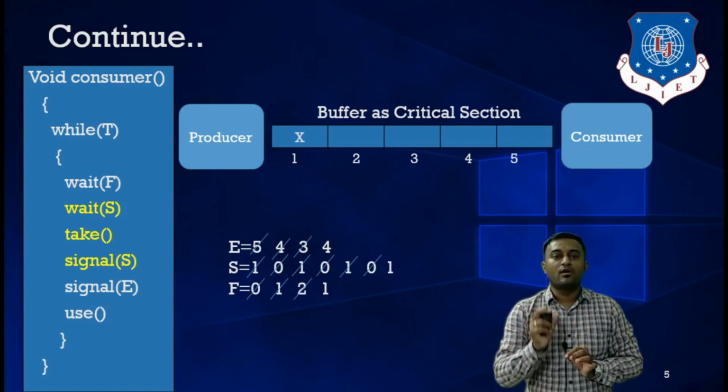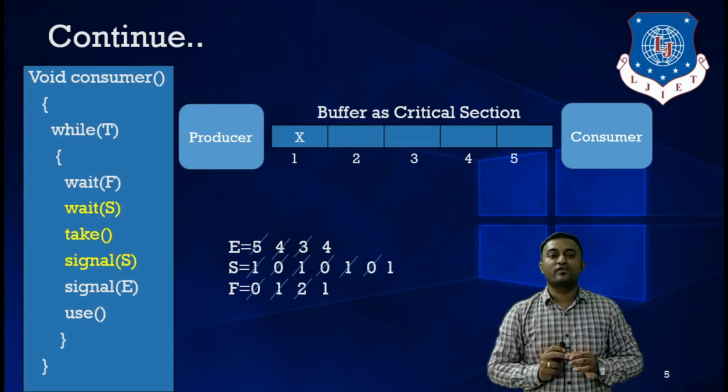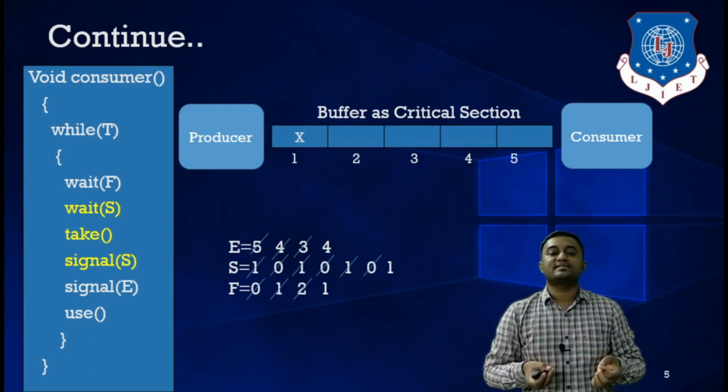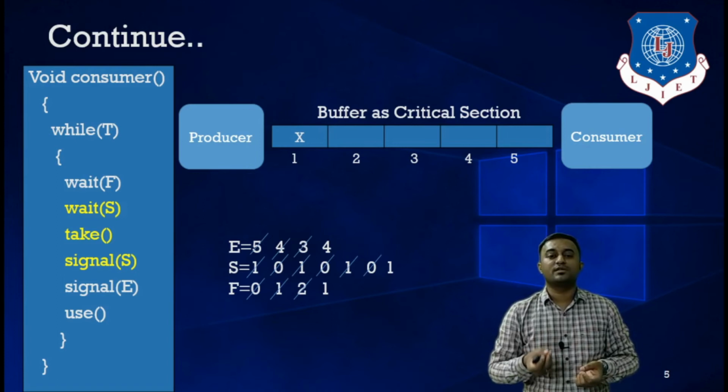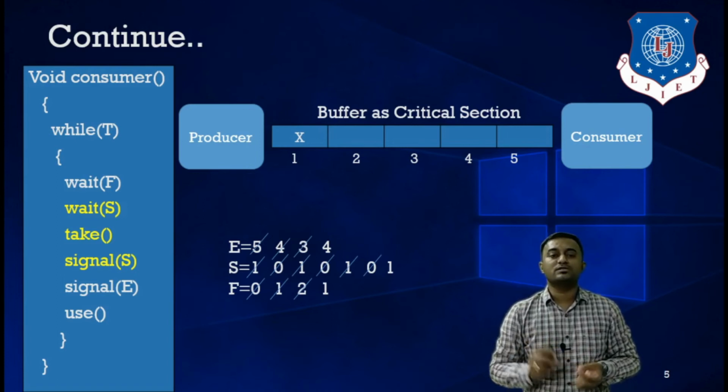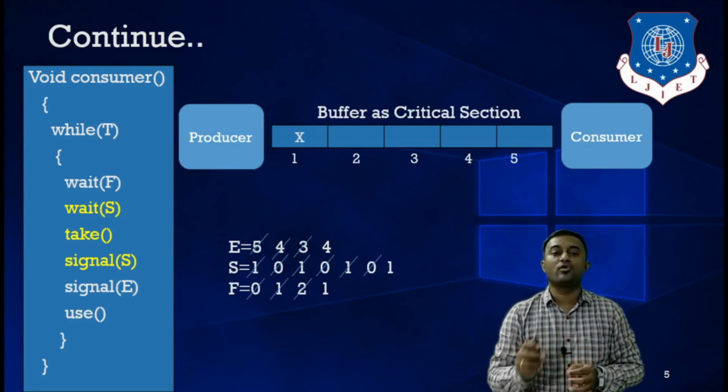Because now once this wait on F is successfully executed, it will decrement the value by 1. Okay. Now next is wait on S. Why are we doing wait on S? Because the previous value of S was 1, so we are making it 0 over here.